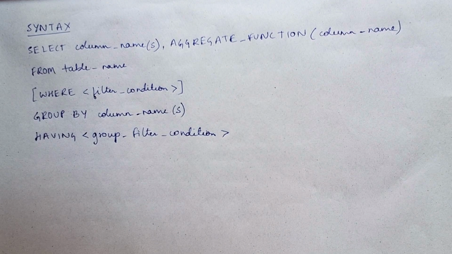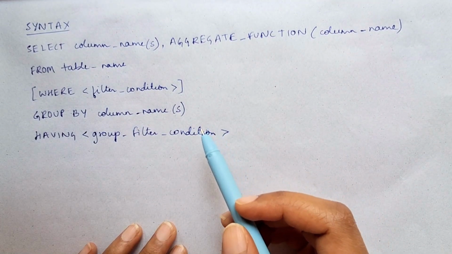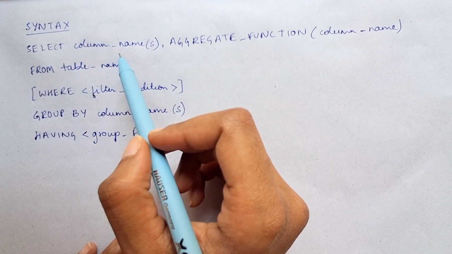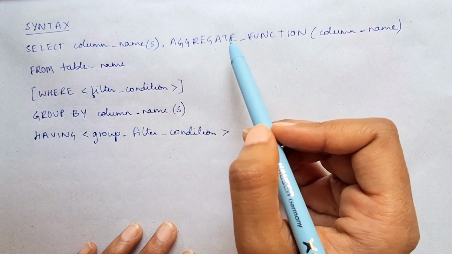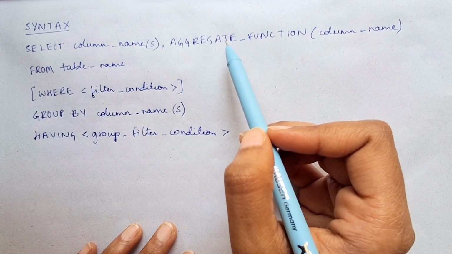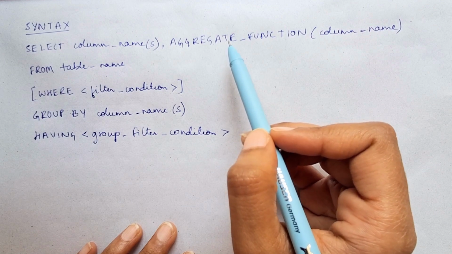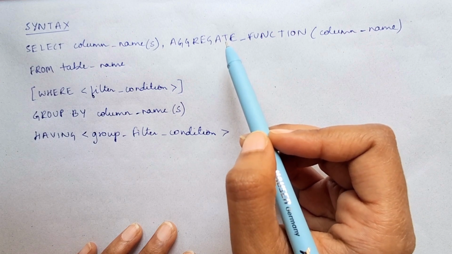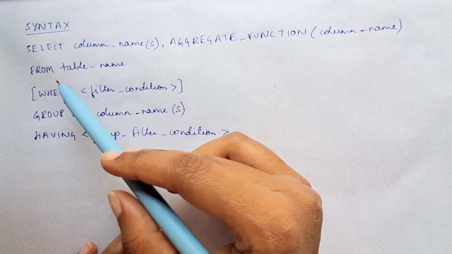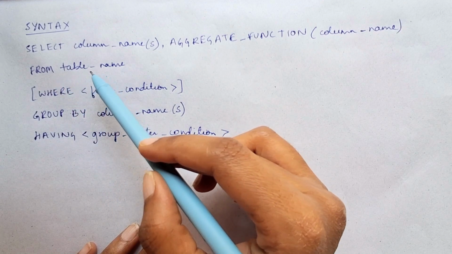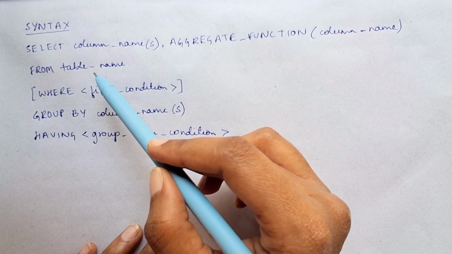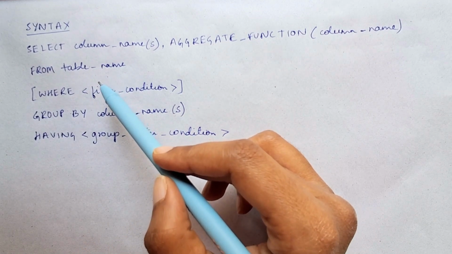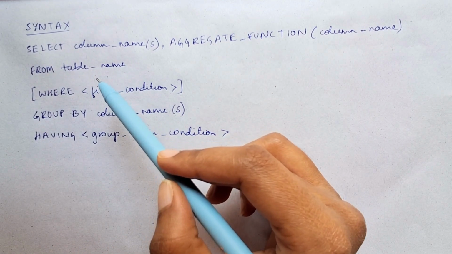Now let us understand the syntax of the having clause. Let's start with the select clause. Here we write the column name used for grouping and aggregate functions, that is group functions like count, sum, etc. This tells SQL what output we want to see after grouping and filtering. Next is from clause. This simply tells SQL from which table the data should be taken. And guys, without from clause, SQL does not know where the data is.